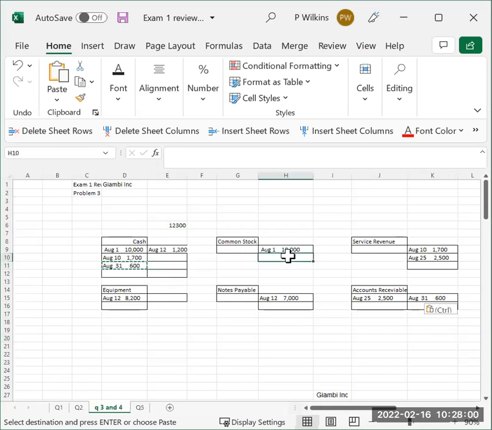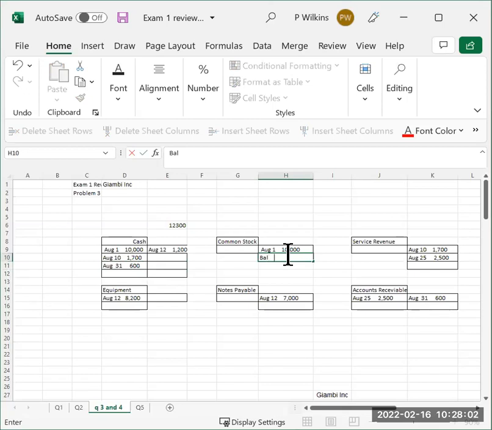So balancing it, I do the ones with fewer numbers first. We've got $10,000 for the common stock. We've got $7,000 for the notes payable. We've got $8,200 for the equipment, and the balance is always going on the normal side. It should go on the normal side unless you made a mistake.